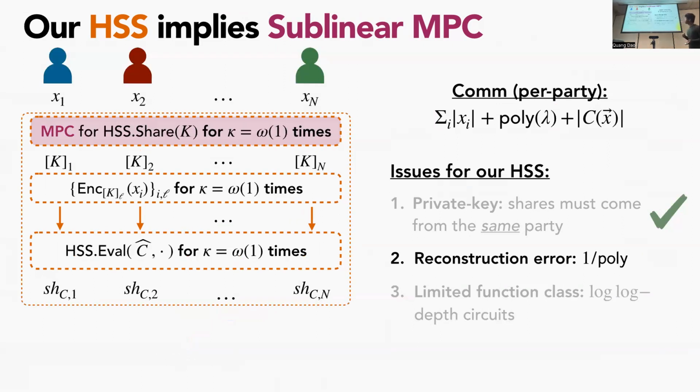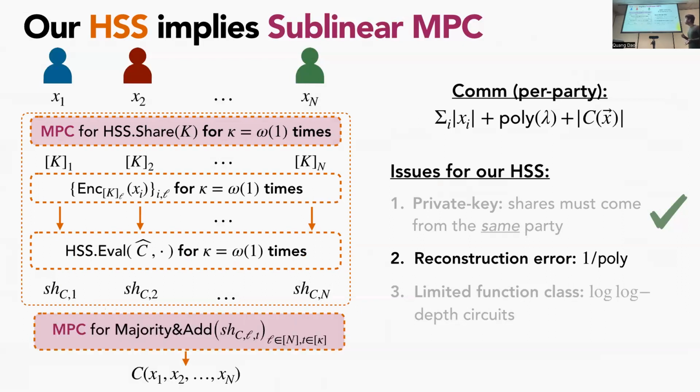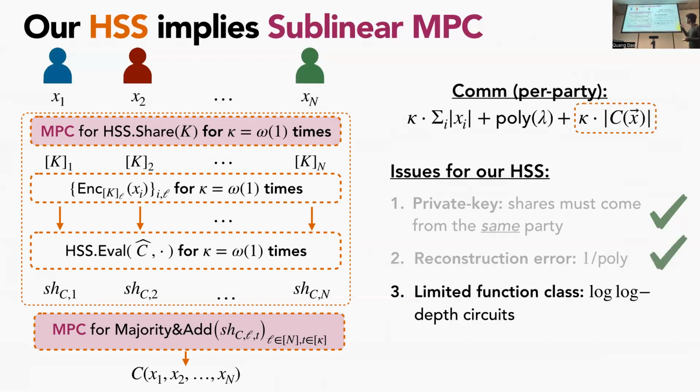For the reconstruction error, what we need to do is repeat everything kappa times, for some super constant kappa. And then finally, we do a generic MPC for the majority operation, taking the majority of everything, which drives the error down to negligible.